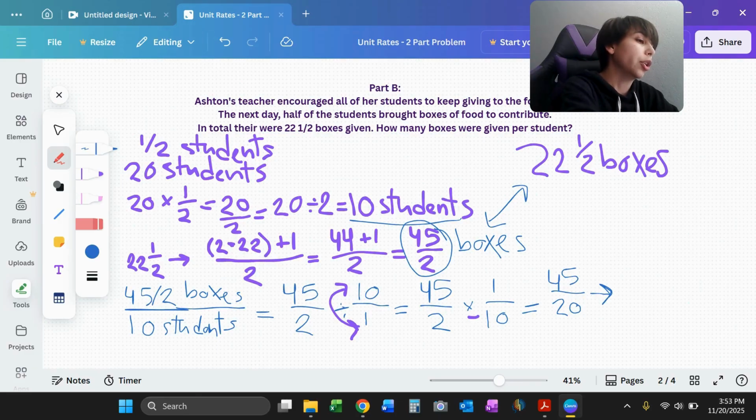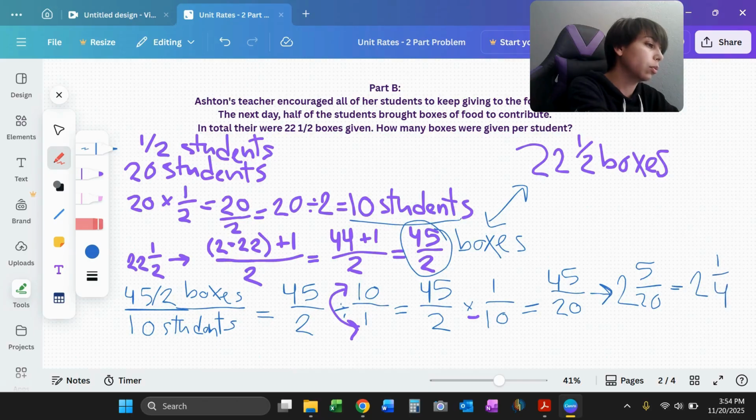Okay, so 45 divided by 20. Well, I know that it goes in 2 times, and there's going to be a leftover of 5. And we still have 20 as our denominator, okay? Now this can simplify further, right, to where we now have 2 1/4. 2 1/4 box per student. That's important. Box or boxes, I guess, technically, right, guys? I mean, per student, all right?